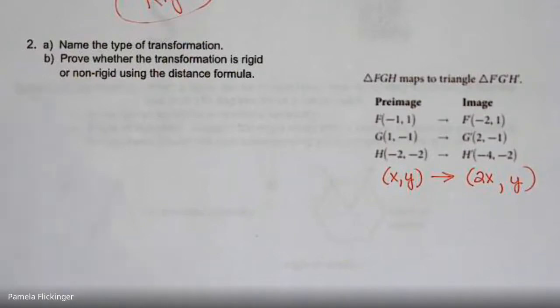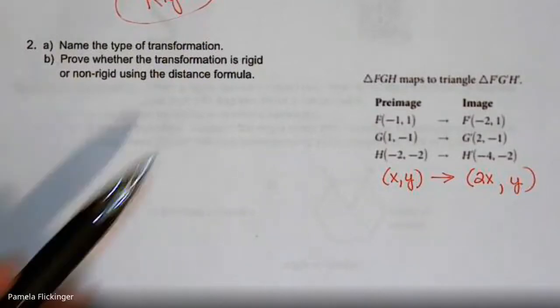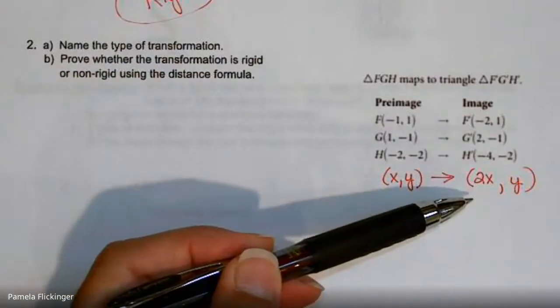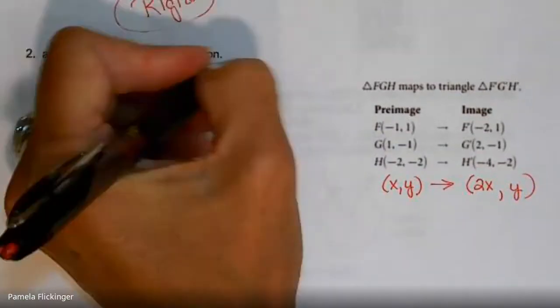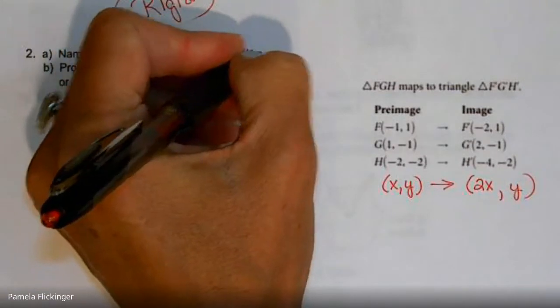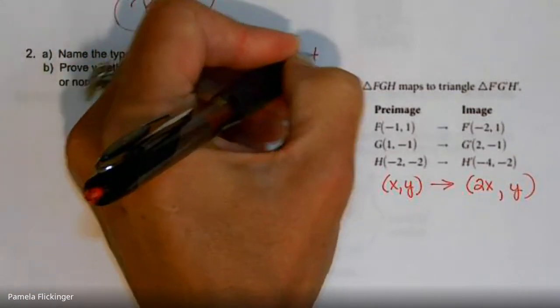So when it says name the type of transformation, since only one of the coordinates is being multiplied by something, this is going to be a non-rigid transformation.